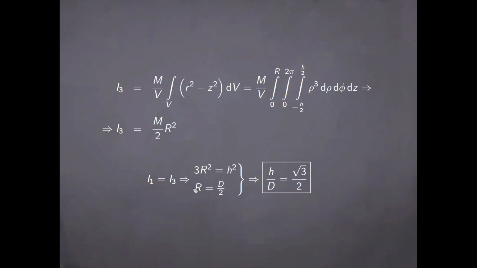But notice, knowing that the radius of the cylinder is just its diameter divided by 2, what follows is that the height to diameter ratio, which is required in order for the inertia ellipsoid of this cylinder to be a sphere at its center of mass, has to be equal to the square root of 3 divided by 2.